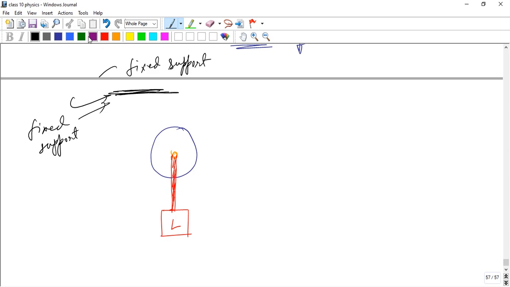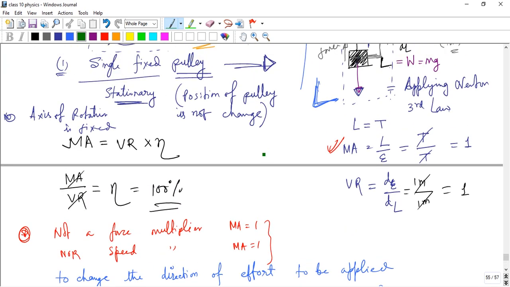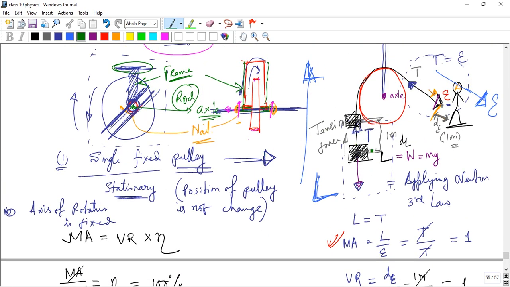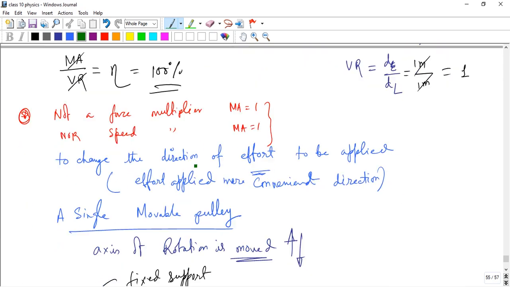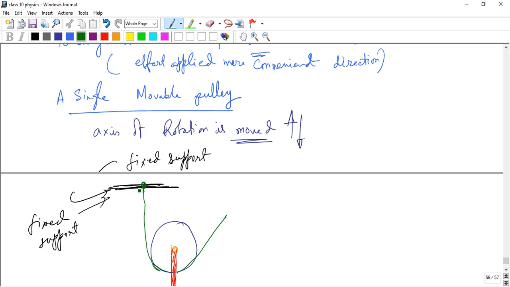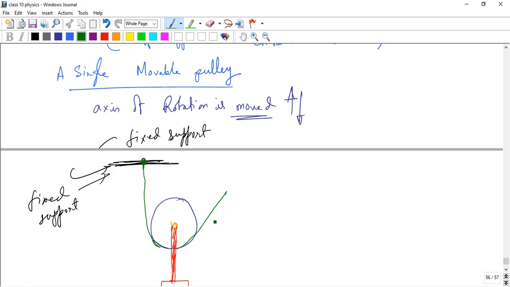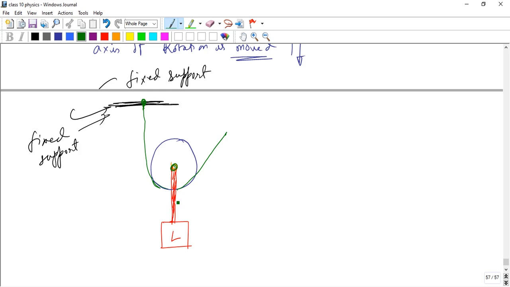Now that is a rope that is fixed at one end to the fixed support, and that rope moves downward here. Okay, so here we see the difference of two diagrams. In the earlier one, the load is connected to one end of the rope and the other end is connected to the effort. Here one end of the rope is connected to the fixed support and the other end is free. And the load hangs from the axle point.